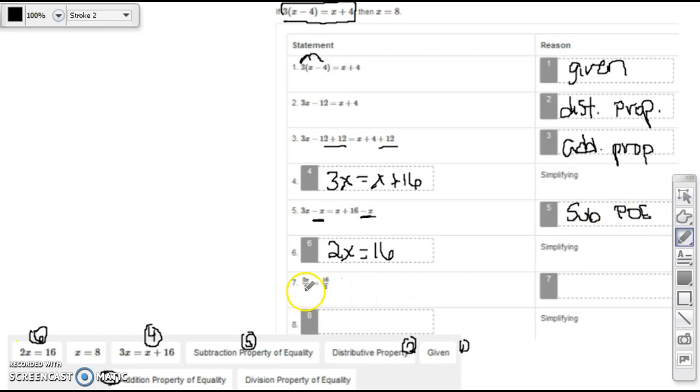And then it divides each side by 2, so that's going to be the division property of equality. And then lastly, they get x equals 8.